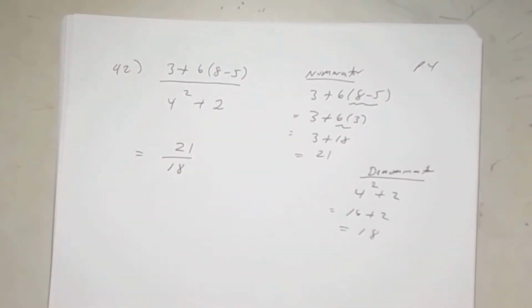So I get 21 divided by 18. That's an improper fraction. You're not going to divide it out, and don't write it as a mixed number. All you're going to do is just reduce. So what factor goes into 21 and 18? What do they have in common? 3. So you're going to say 21 divided by 3 is 7.